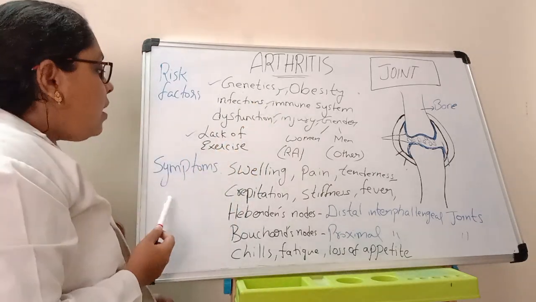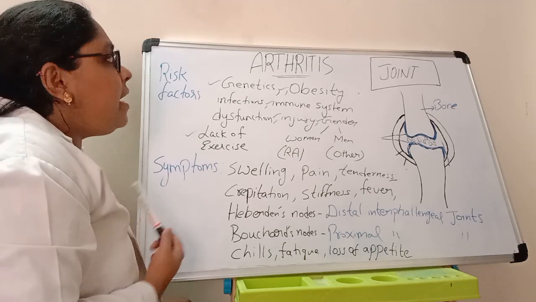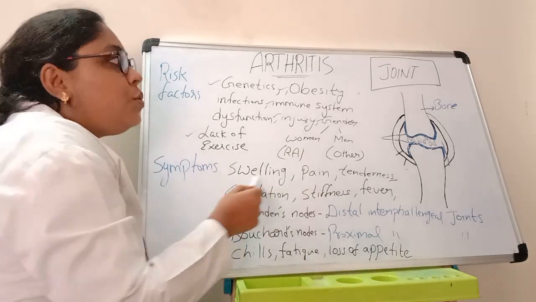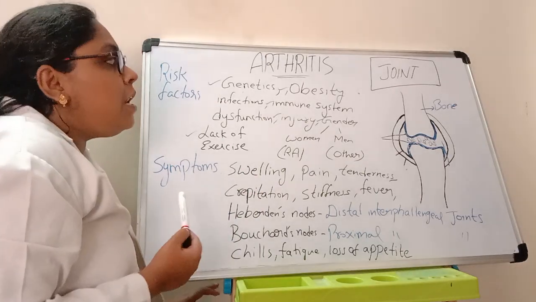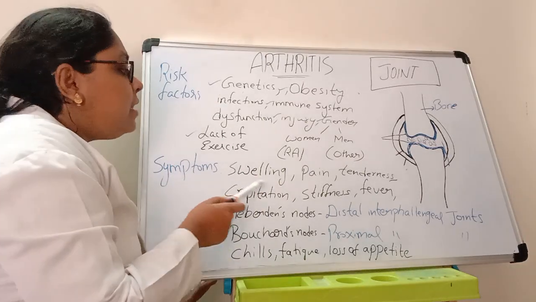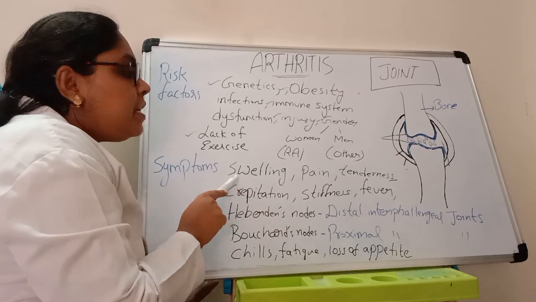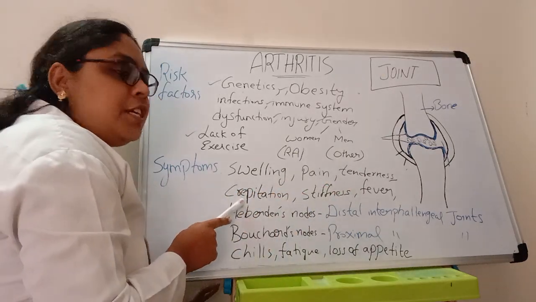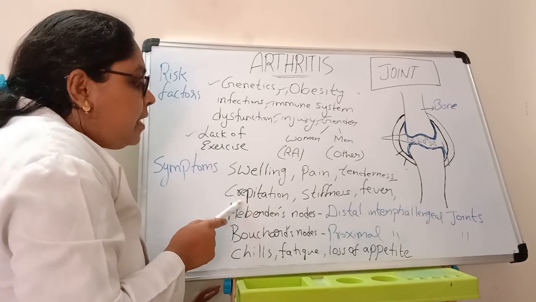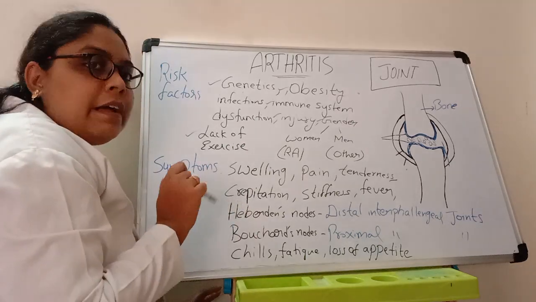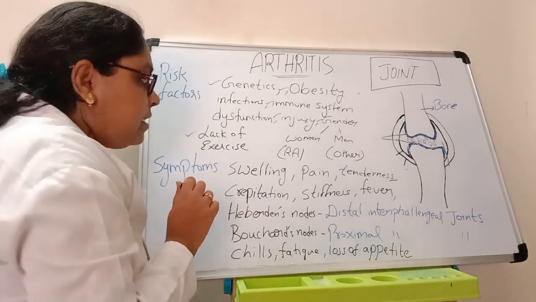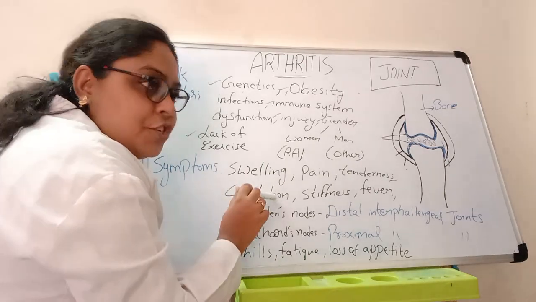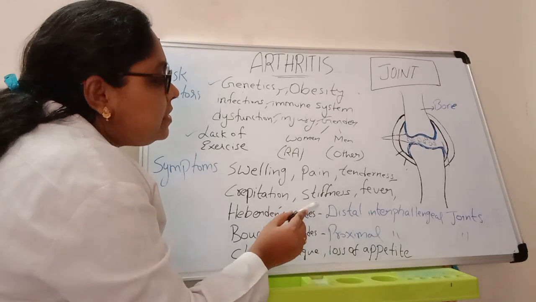And next, what are the symptoms you can see in the arthritis person? First thing is pain. In arthritis patients, they feel constant pain and suffer with swellings. You can see the redness, swelling, tenderness and crepitation. Crepitation means you can hear a crackle sound in the joints. That is the thing you can observe.